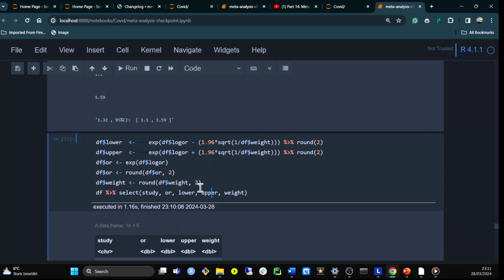without using a package, you may not practice this in your day-to-day meta-analysis. You may just use the package, and the package is doing it for you. But it's a good idea to know how you do it without using the package.